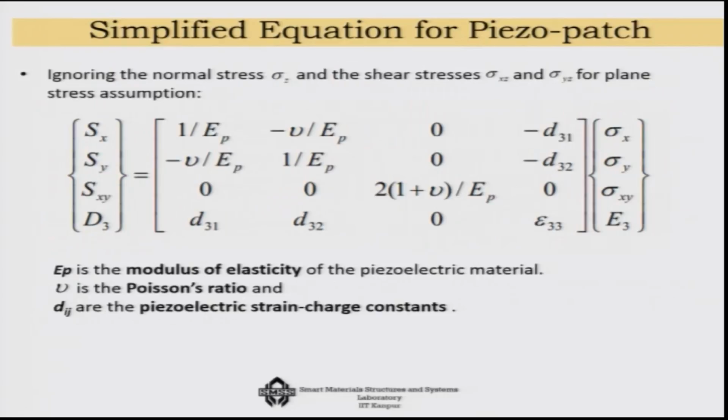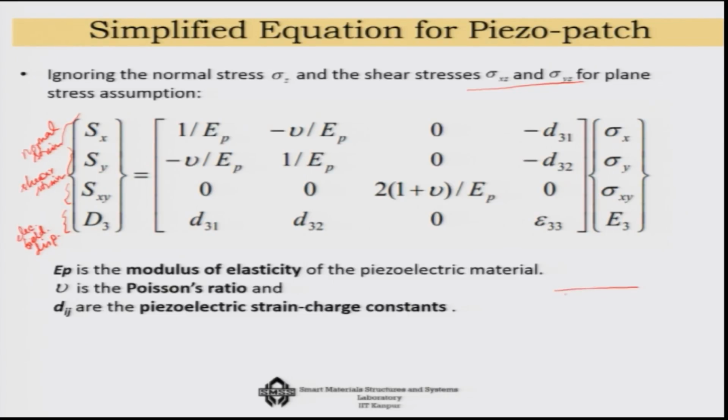If I ignore all other stresses, that is the normal stress sigma z and the shear stresses sigma xz and sigma yz, for a plane stress situation, then we have only 2 normal strains and 1 shear strain. So Sx and Sy are the 2 normal strains and Sxy is the shear strain, and D3 we get, which is the electric field displacement. This electric field displacement is in the perpendicular z direction.